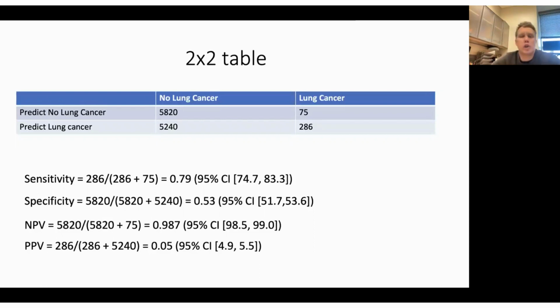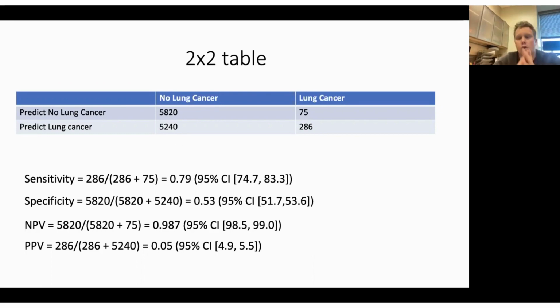So using that cutoff, we get this 2x2 table. And we see, this is the truth. The truth is no lung cancer versus lung cancer. And here we have what the model says, predict or not predict lung cancer. And as I alluded to, lung cancer is pretty rare in this population. So we see the numbers in the lung cancer group are much smaller than the number in the no lung cancer group.